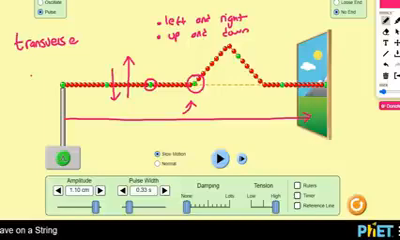Now remember that every single person sitting in that stadium did not move left and right. They only went up and down, but the wave went left and right, or just to one side. So how cool is that? That is what transverse means.